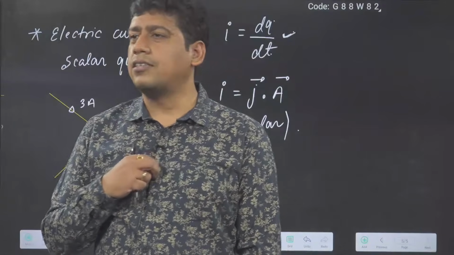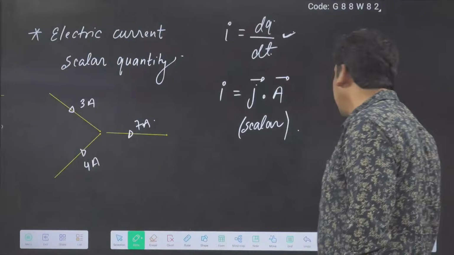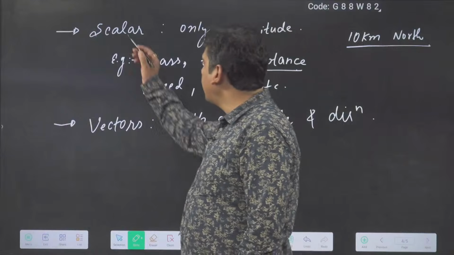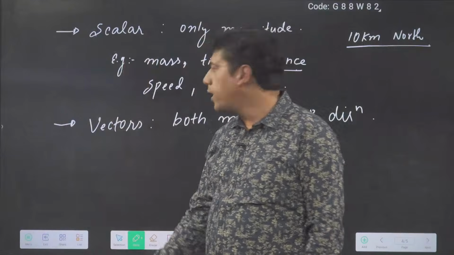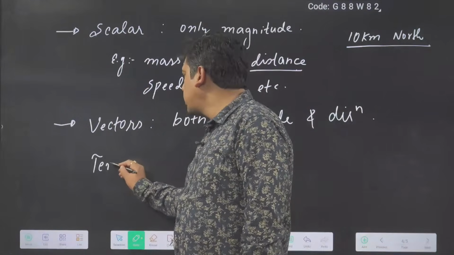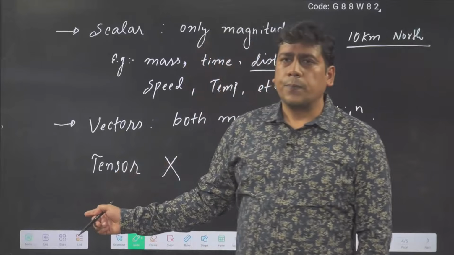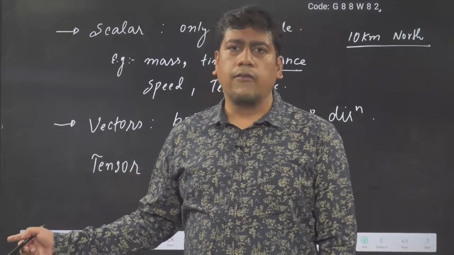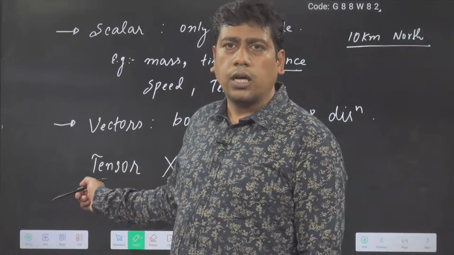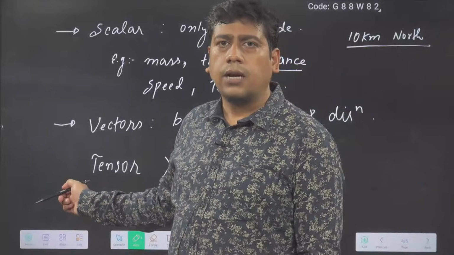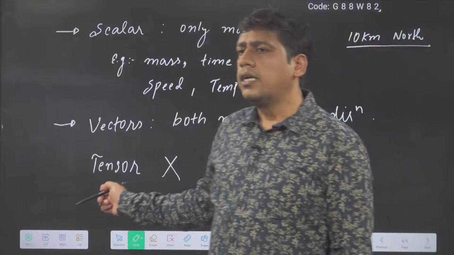Don't worry. I was waiting for this question. Sir, what is a tensor quantity? Somebody here said there are three types: scalar, vector, and tensor. Never use this term, because in advanced level also we do not study about tensor. I'm telling you, at advanced level also we do not study about tensor.